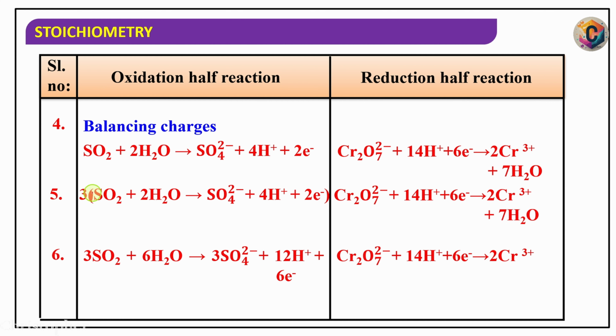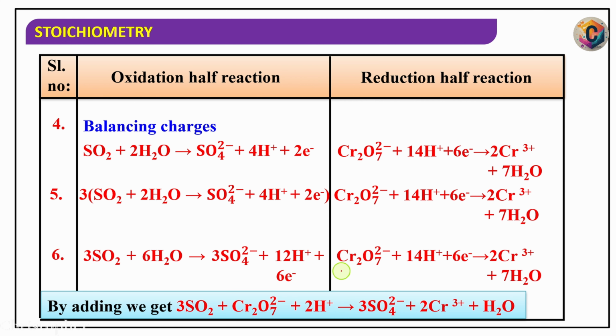The number before here is 1. 3 into 1 is 3. 3 twos are 6. 1 into 3 again 3. 4 into 3 is 12. 3 twos are 6. Here I'm going to retain the equation as it is. Got it? So now what I need to simply do, I made the number of electrons lost equal to the number of electrons gained. So I have to simply add it. Let me show here how to add this.